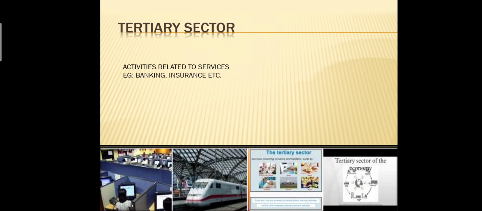These activities by themselves do not produce a good, but they are an aid or a support for the production process. For example, goods that are produced in the primary or secondary sector would need to be transported by trucks or trains and then sold in wholesale or retail shops. Since these activities generate services rather than goods, it is also known as the service sector. For example, banking, railways, transport, insurance companies, etc.